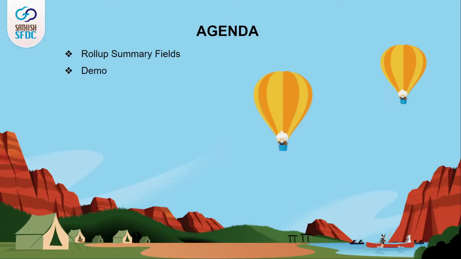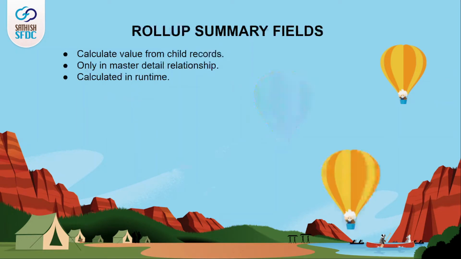The agenda of this video is to know about the rollup summary data type in Salesforce. A rollup summary field calculates values from related records, such as those in a related list. A rollup summary field is closely related to the master-detail relationship field. Without a master-detail relationship, we cannot create a rollup summary.